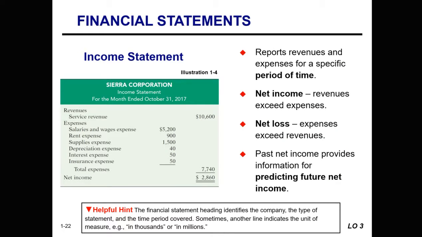So here we're going to go through the statements just a little bit and show you how they're related. We start with our income statement, which is the operations, the revenues and expenses for a specific period of time. As you can see here in the title, it says for the month ended October 31st, 2017. In this particular case, you'll notice that revenues exceeded expenses, so there is a net income. We look at things such as net income over multiple periods of time as a potential indicator of the ability to continue to generate net income.